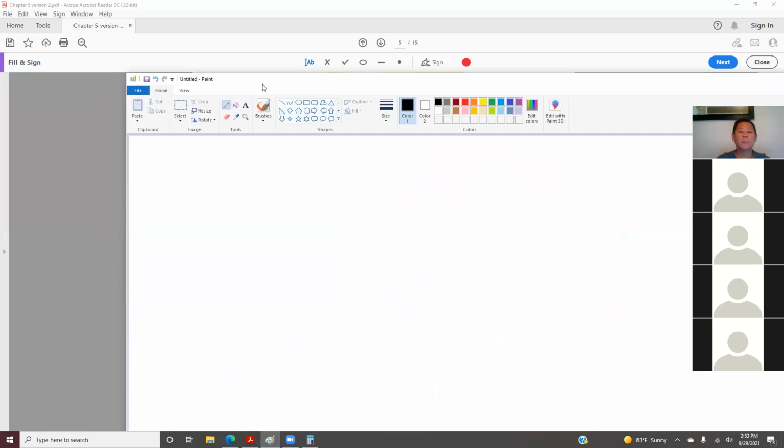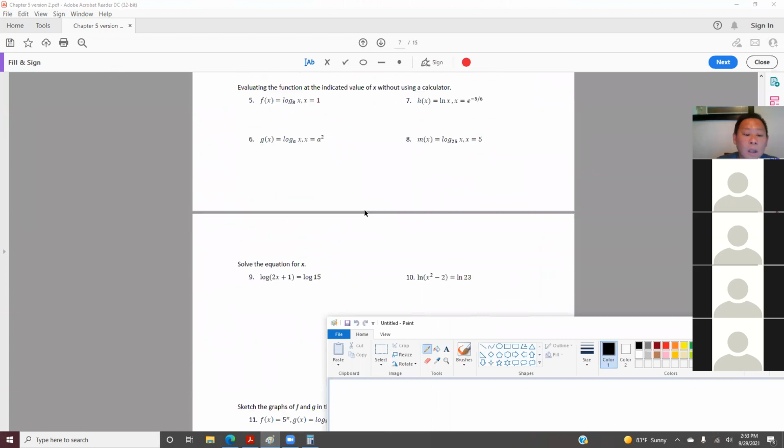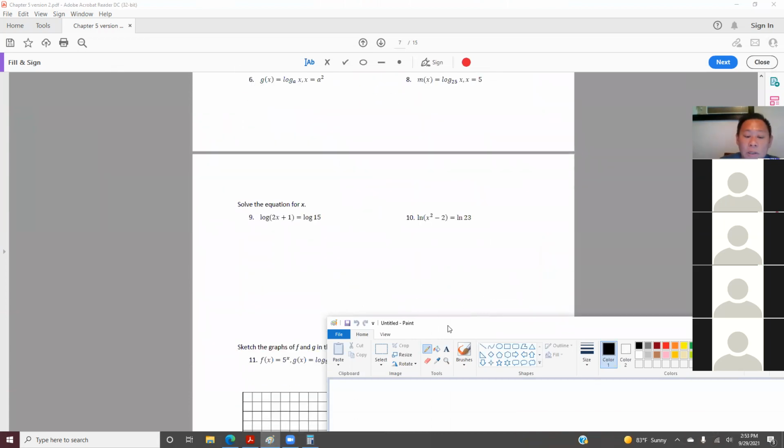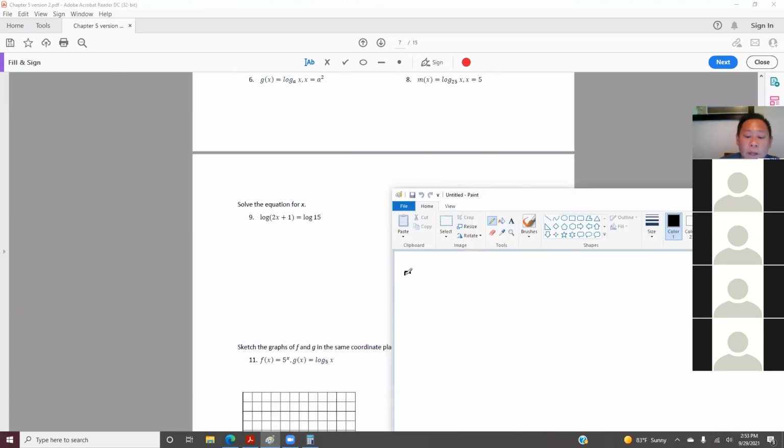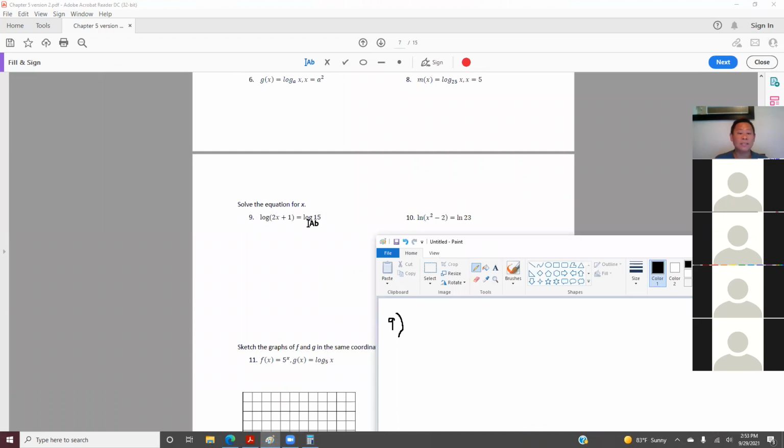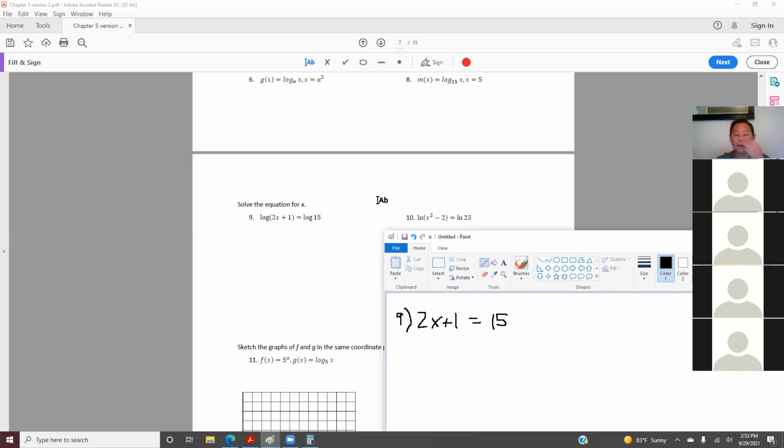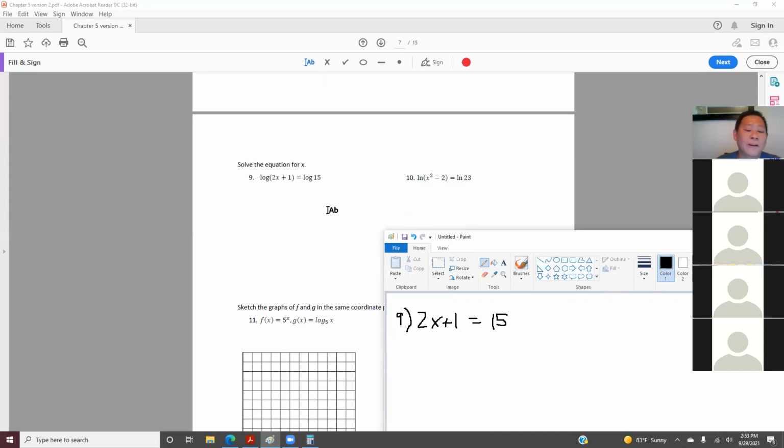You guys all right here? Let's give you a few examples. We're going to solve this equation. In order for you to solve an equation, as long as they are the same base, you make the arguments the same. So in this case, since these two have the same base, base 10, you just take 2x plus 1 equals 15, and you solve for x. It's very easy.